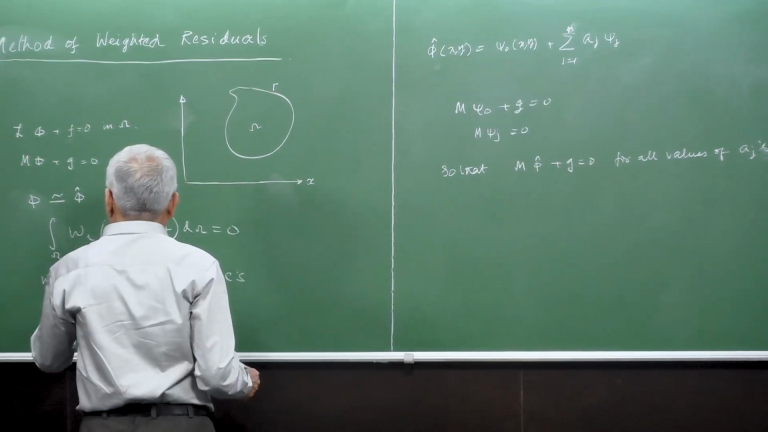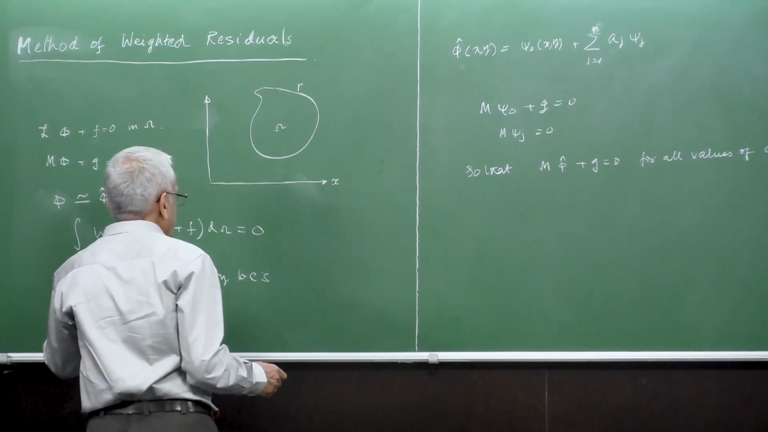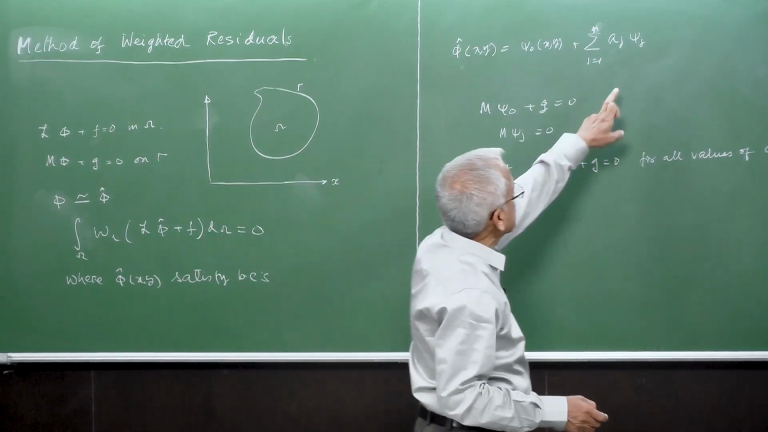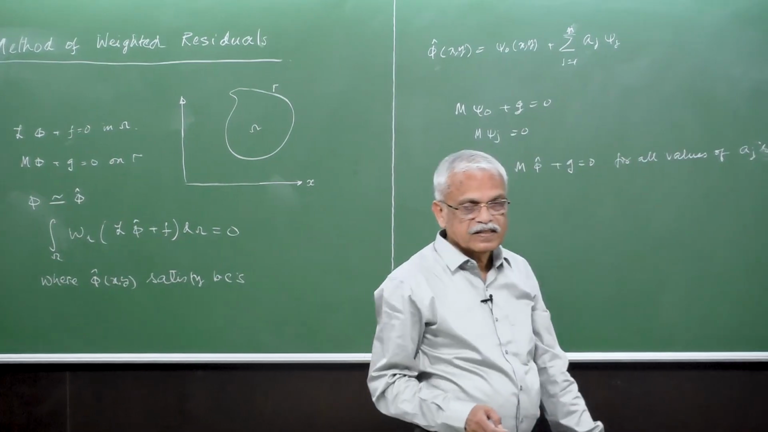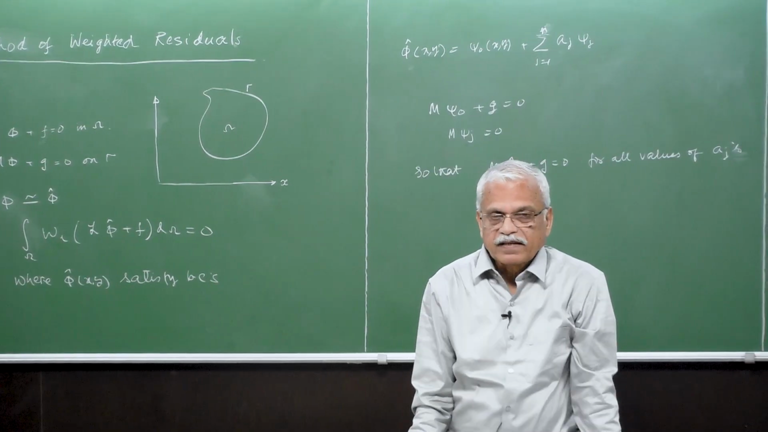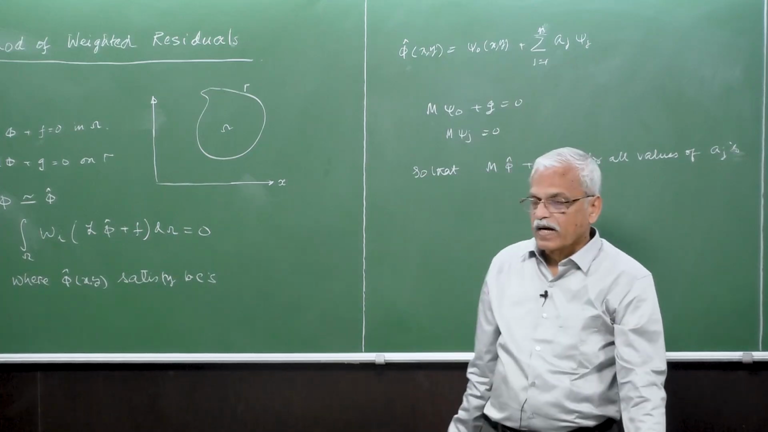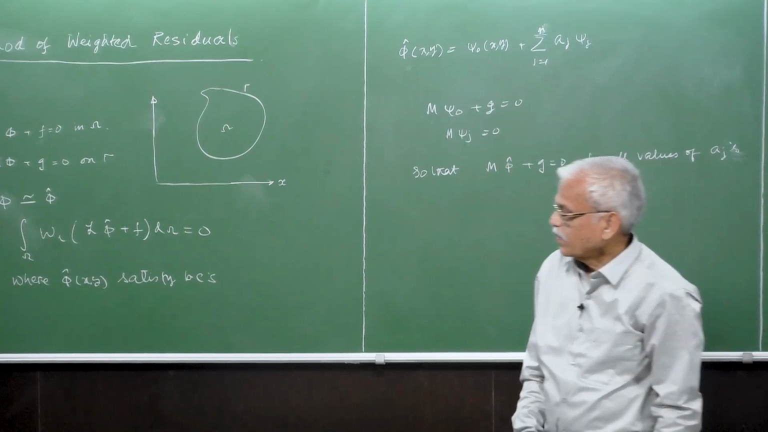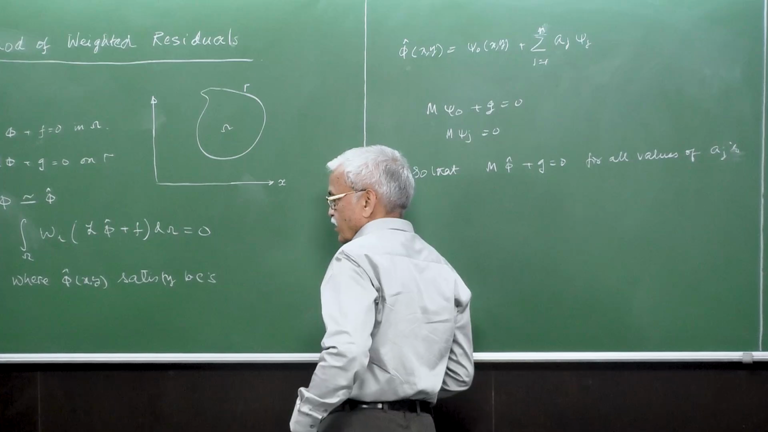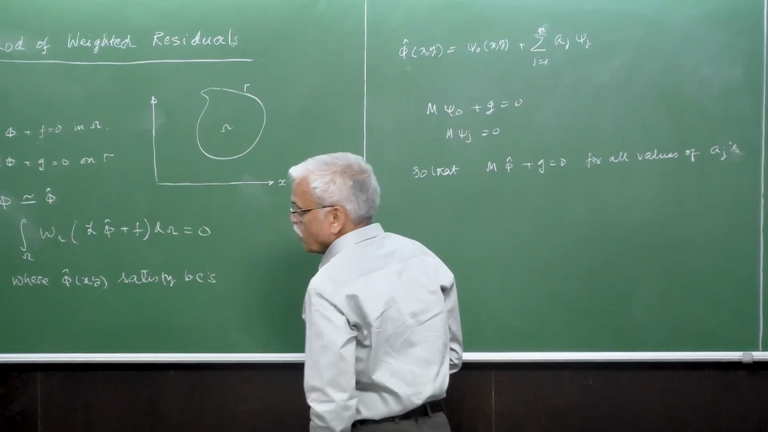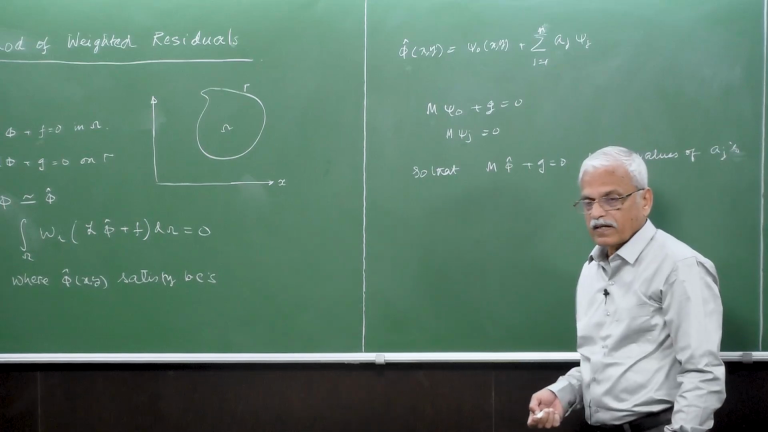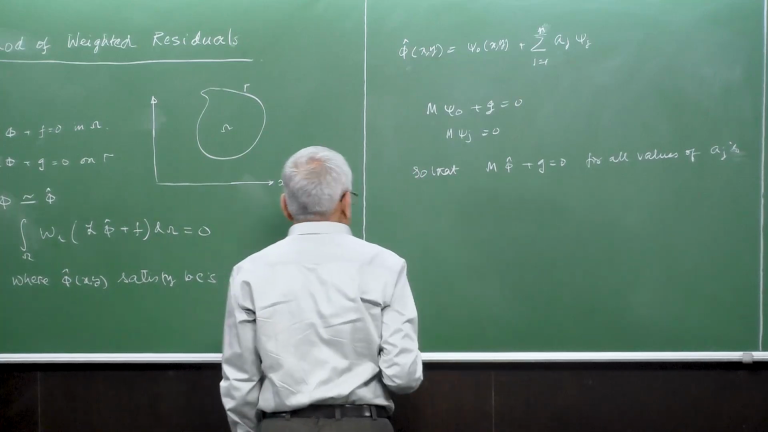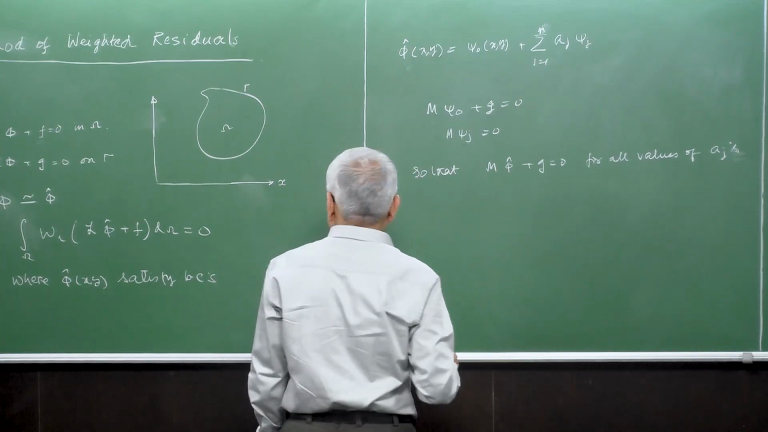So yesterday, we also mentioned that these weighting functions, if they are the same as the assumed trial functions, psi i, then we call it the Galerkin method. If the Wi is different from the psi i, then we call it a Petrov-Galerkin method. That is some difference, which looks small, but sometimes it assumes an important aspect of the approximation. So let us see how we can now derive the algebraic equations.